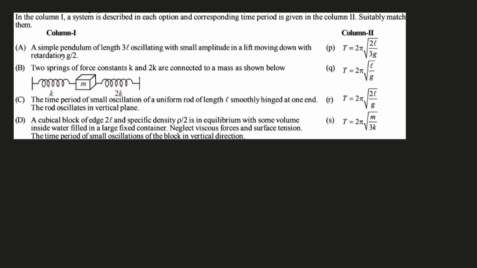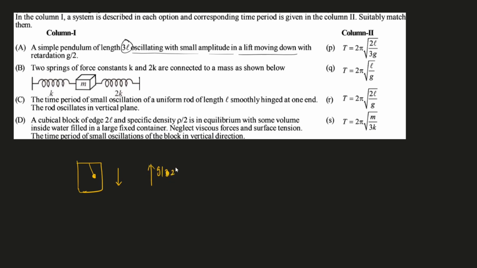The first one is a simple pendulum of length 3L oscillating with a small amplitude, in a lift moving down with a retardation of g by 2. So you have a lift, you have a pendulum in it, and the lift itself, the elevator, as you might want to call it, is going down with a retardation of g by 2. Now, when you have something going down with a retardation of g by 2, you might as well consider it to be an acceleration in the upward direction with g by 2.